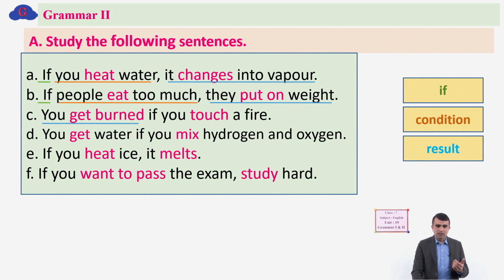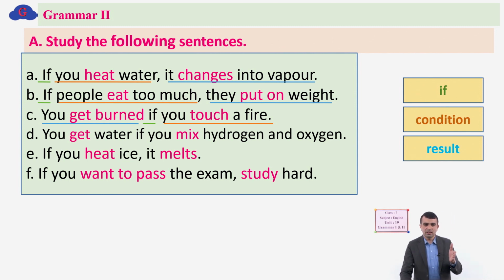Again, you get burned, that is the result, isn't it? You can see by color, the result color is this, isn't it? And then if is there in the middle of a sentence, and you touch a fire. Please concentrate here on sentence structure. Here in the first two sentences, if is there in the beginning, but in sentence C, if is there in the middle of a sentence, isn't it?